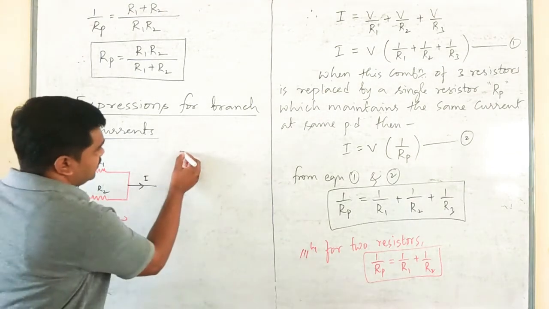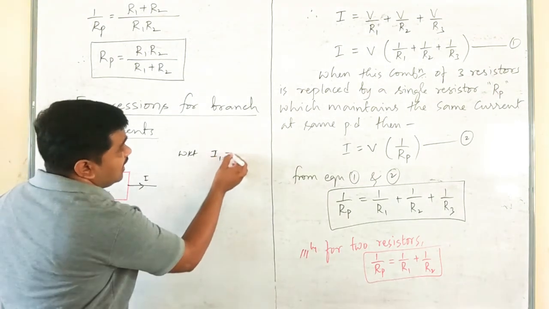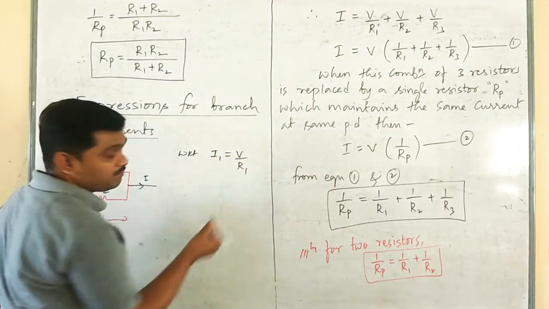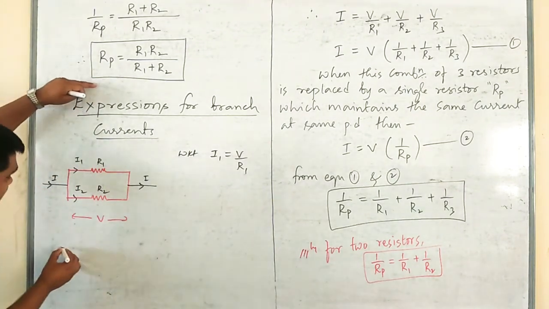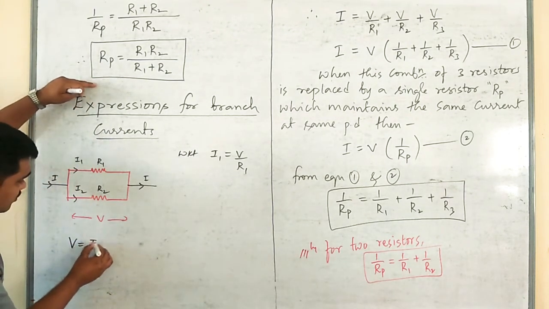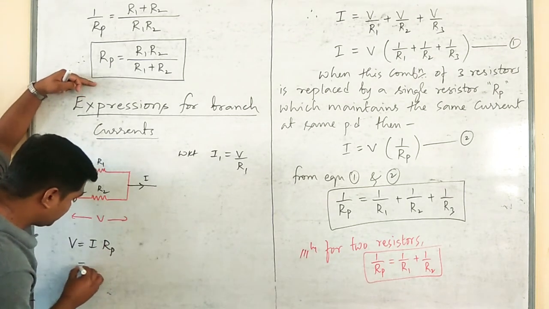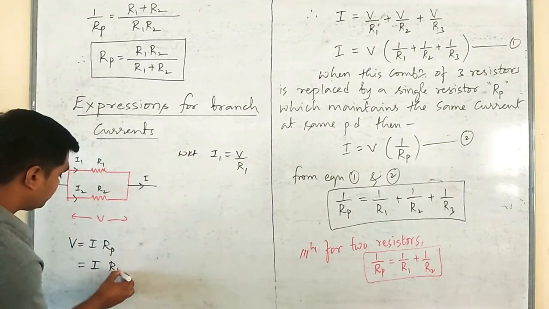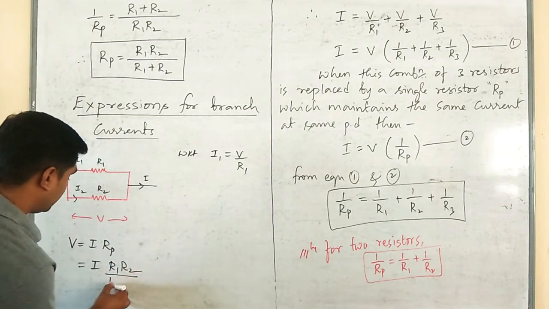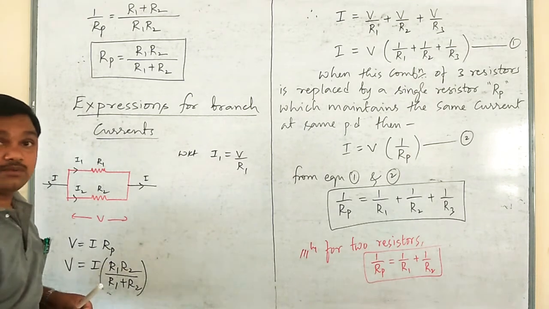See, we know that in place of I1 what did I write? I1 is equal to V by R1, isn't it? So from this circuit, what is the V we can get? V is equal to I into Rp, isn't it? Therefore, I into, what is the value of Rp? R1 R2 divided by R1 plus R2. This is the expression for V.